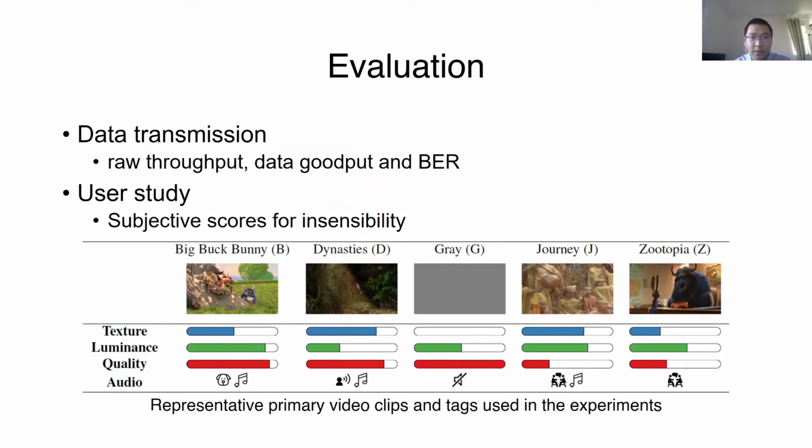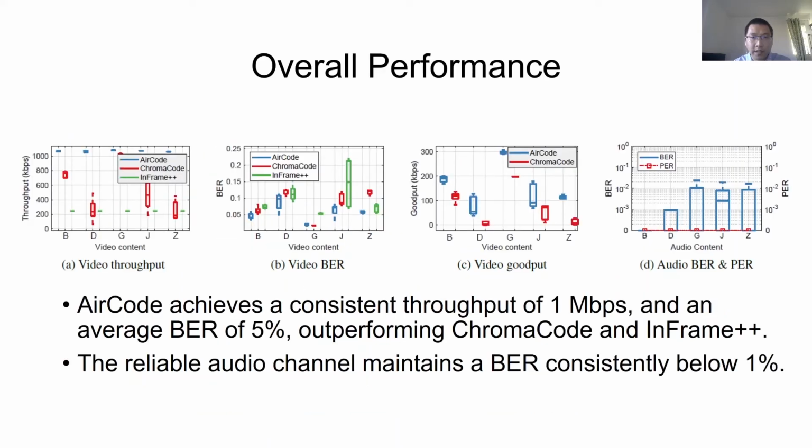We evaluate AIRCODE in terms of raw throughput, data goodput, and BER. We also conduct a user study to evaluate the imperceptibility of AIRCODE. 5 representative videos with various scenes and songs are selected. We compare AIRCODE with 2 state-of-the-art works, ChromaCode and InFrame++. As shown in the figures, AIRCODE achieves a consistent throughput of over 1 megabit per second and an average BER of 5%, which outperforms ChromaCode and InFrame++. For the audio part, AIRCODE maintains the BER consistently below 1%.